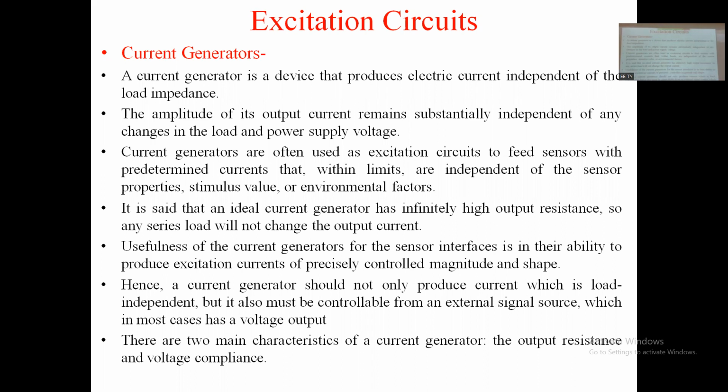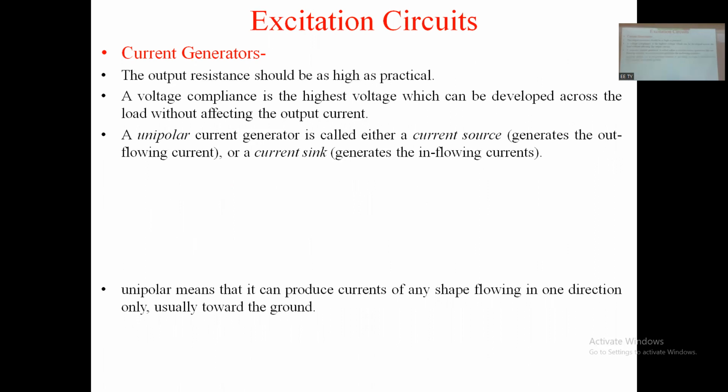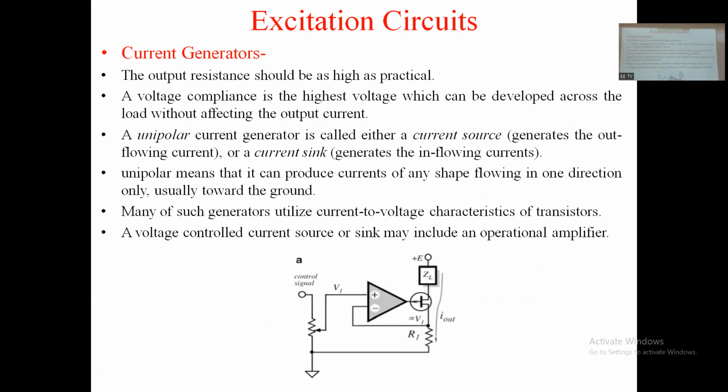There are two main characteristics of current generators: the output resistance and voltage compliance. So these are the two most important characteristics of a current generator, the output resistance and voltage compliance. So what is output resistance? Output resistance is high, as I have already told.